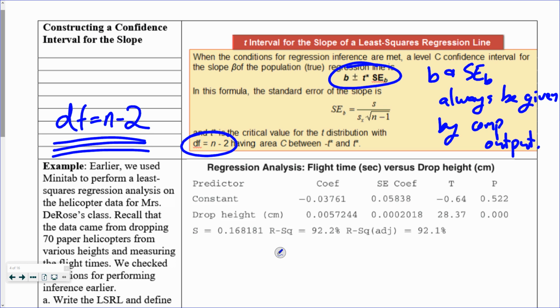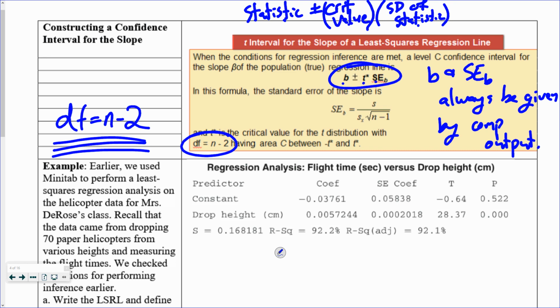Just as a reminder, our general confidence interval formula is statistic plus or minus our critical value times the standard deviation of that statistic. Here the statistic is B, the critical value t star, standard deviation of the statistic, standard error of B. So two of those values are going to be given to you. One of them you're going to have to look up on the table. That one is the t star critical value.